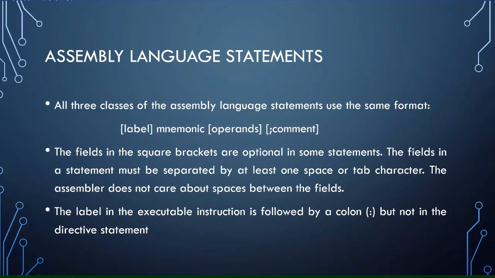Let's see the format. This is the general format of how we are going to write assembly language code. If you see any kind of square brackets in any format, by the way, this is not the code, remember, this is the format of writing the code. If you see square brackets in any format of assembly language code, that means those are optional. Those are not mandatory to write.